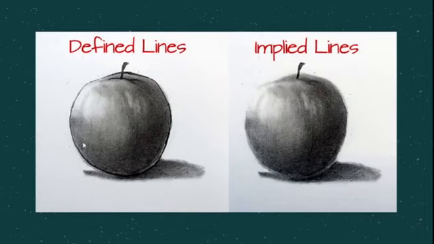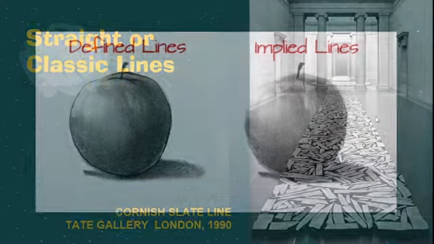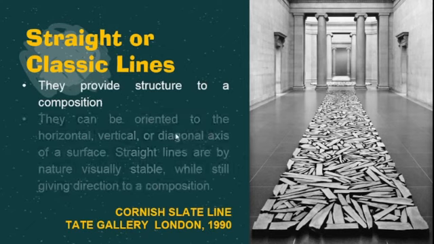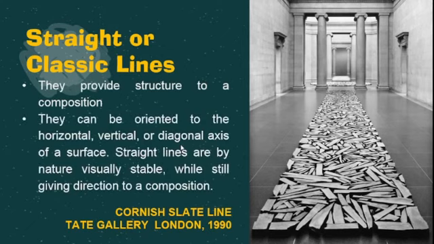Okay, so this is an example of an actual line, or sometimes known as defined lines. And here we have the implied lines that we often see in 3D animations or in 3D artworks. Okay, so here we also have the straight or classic lines. They provide structure to a composition. They can be oriented to the horizontal, vertical, or diagonal axis of a surface. Straight lines are by nature visually stable while still giving direction to a composition, just like this artwork here called Cornish Slate Line.